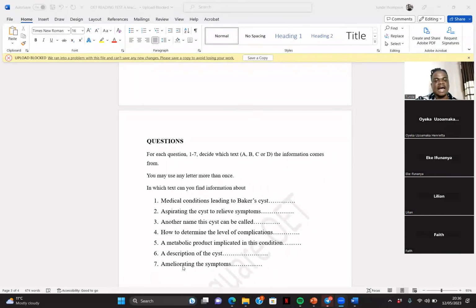And then number 7, ameliorating the symptoms. Ameliorating is like making the symptoms better. So which of the texts will be talking about making the symptoms better? In that case, you're already treating the symptoms or managing the symptoms. So it will be text D. That's where you will get the answer. All of you are correct. So that's how you deal with these matching questions.